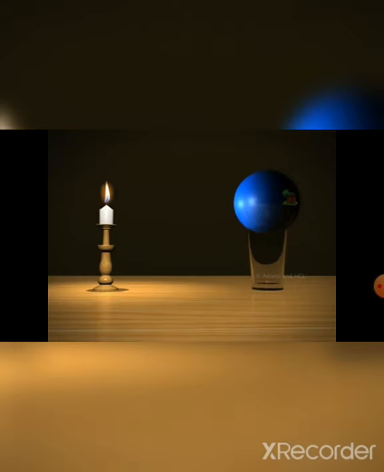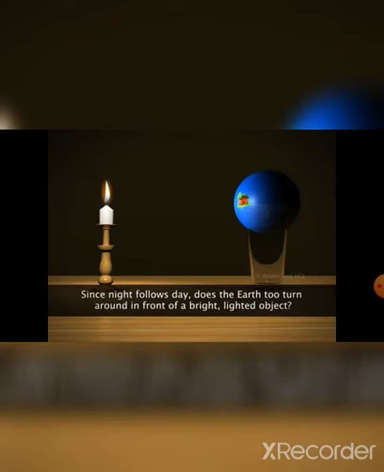Now, if you turn the ball, then the part with the house on it becomes dark, as it does not receive light from the candle. If you continue to rotate, the dark part of the ball gets lit up again. You know that night follows day. Does that mean that the earth too is turning around in front of a bright lighted object?